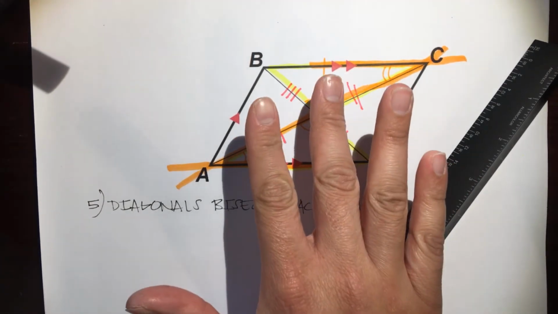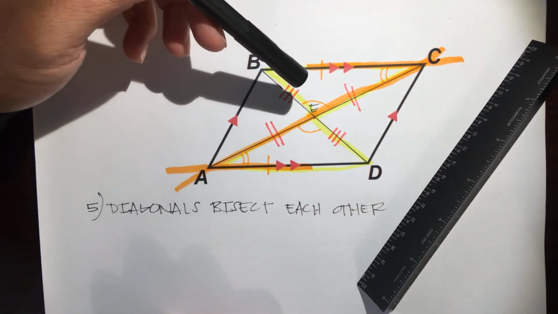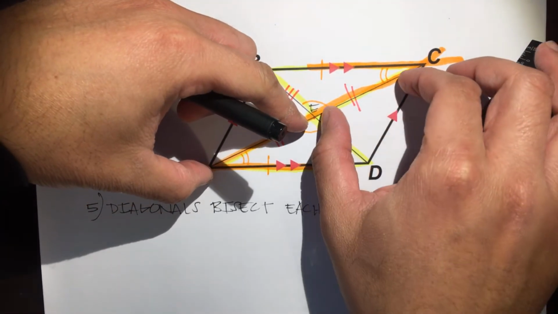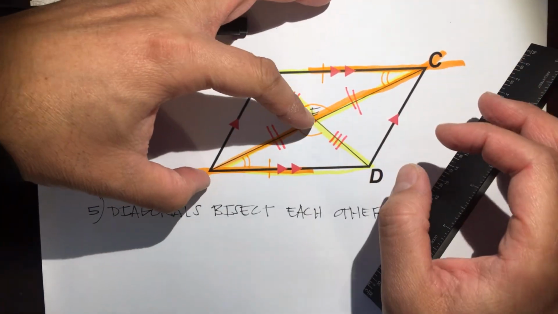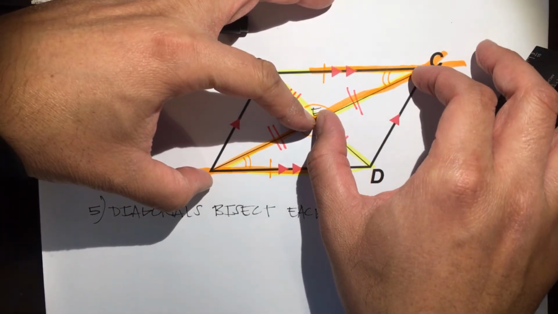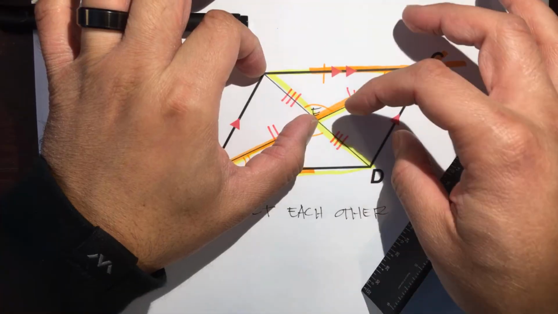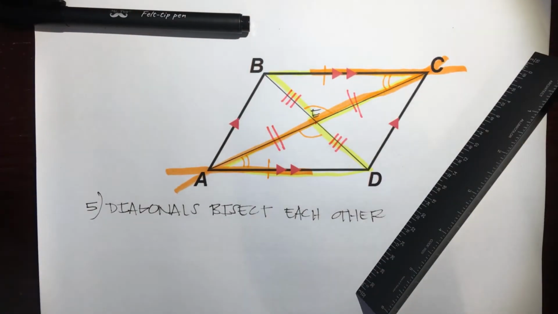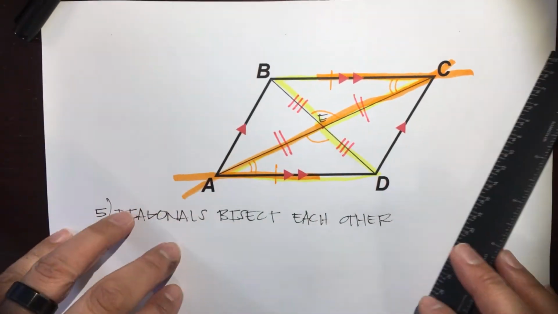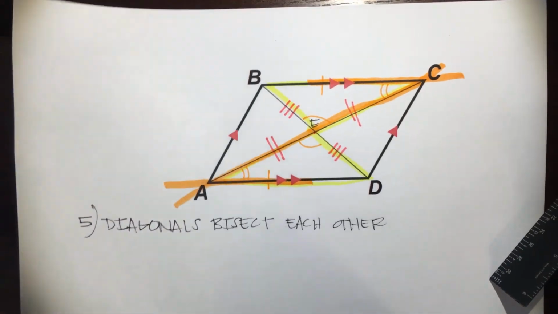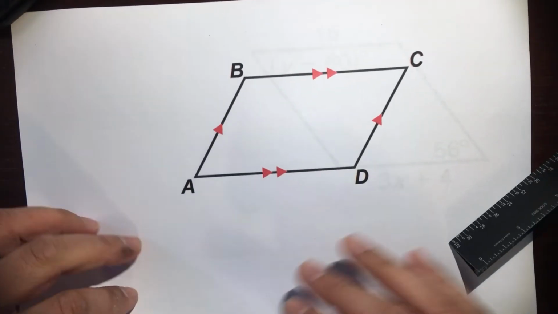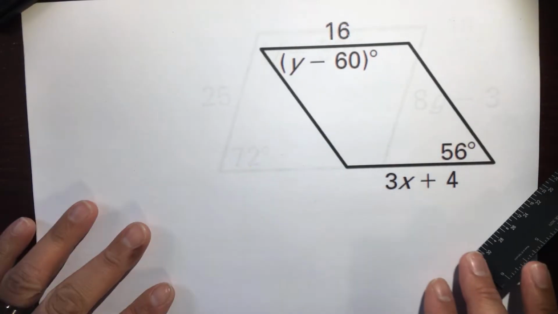And fact number 5, diagonals bisect each other. So these are equal halves. So from here to here is the same length from here to here, and from here to here is the same length as from there to there. Those are the 5 facts. Now, let me show you some examples using those 5 facts. We don't need this because I already gave you all 5 facts.